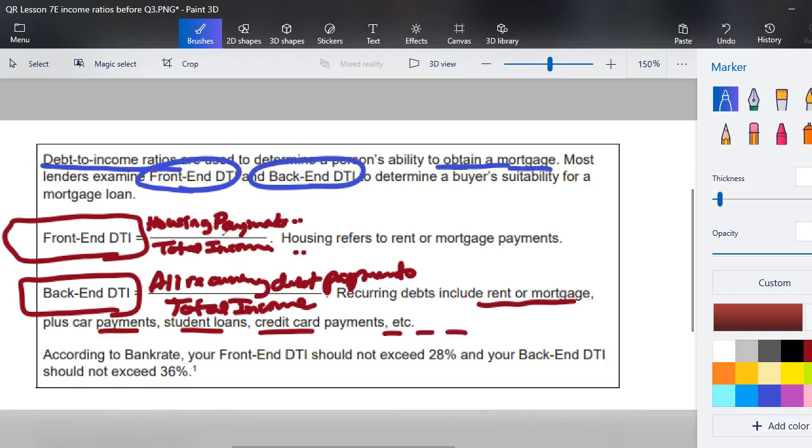Here's another piece of information. You do not have to memorize this, but we will be using it in our lesson today. According to Bankrate, your front-end DTI should not exceed 28%, so it needs to be less than or equal to 28%. Your back-end DTI should not exceed 36%, so it should be less than or equal to 36%. Take a second to look at these again, and then if you haven't done question three, go ahead and work through it, and I'll meet you there to walk through it with you.